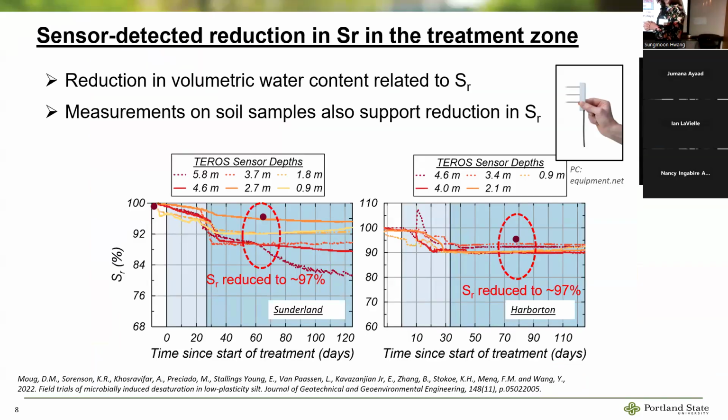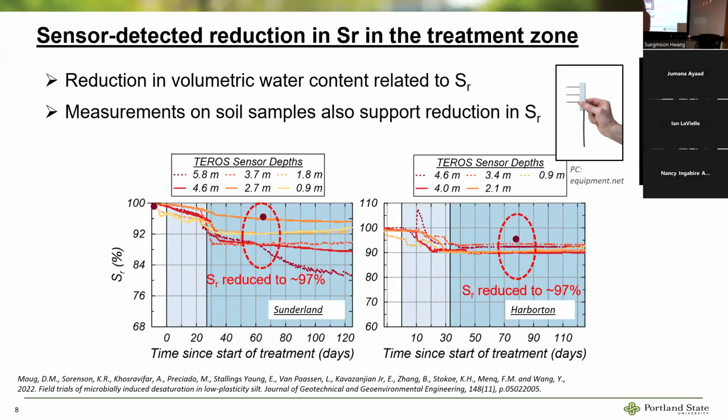And so with these data from 2019, we saw with the moisture electric conductivity sensors, the TERO sensors, there's a picture of them here, 3 prongs that get inserted into the side of the borehole. We could approximate the changes in saturation that took place at various depths.